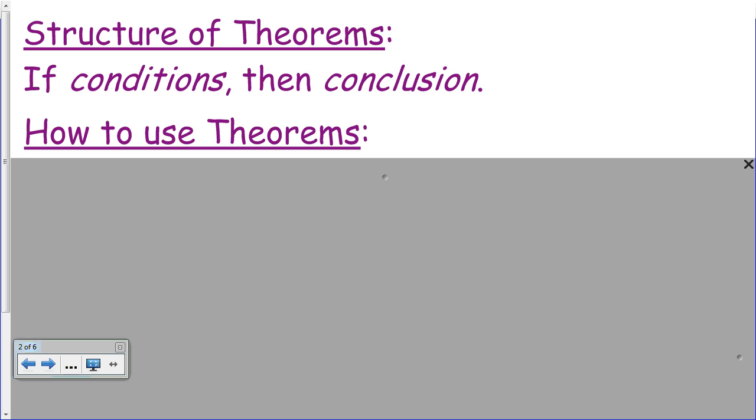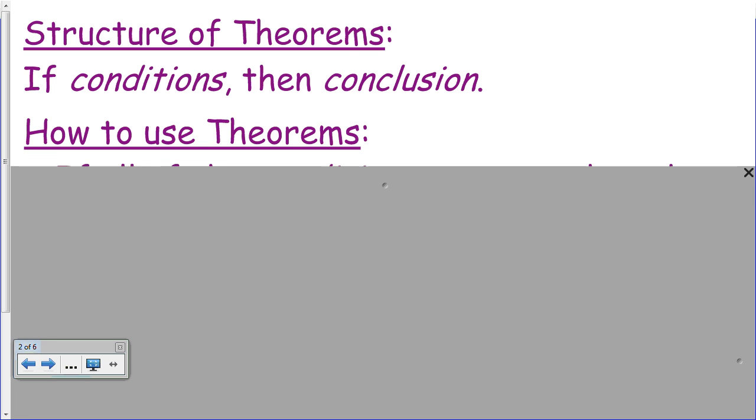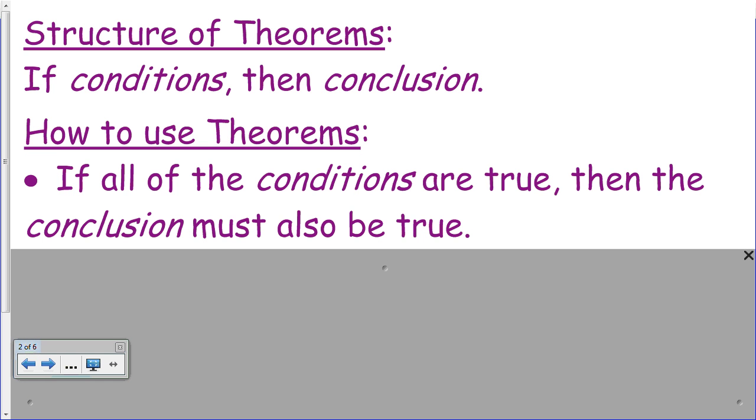So then the way that you use the theorem is this. If you can show that you meet all of the conditions, if all the conditions are true, then the conclusion must also be true. That's what the theorem guarantees. If you meet these conditions, it guarantees that this conclusion is true.